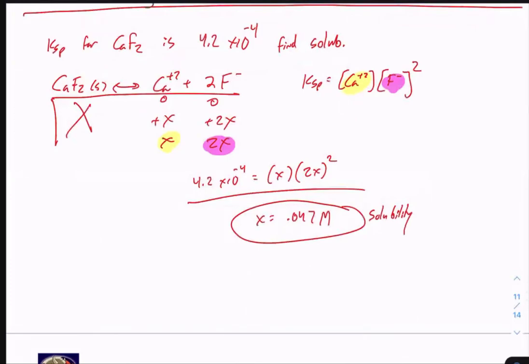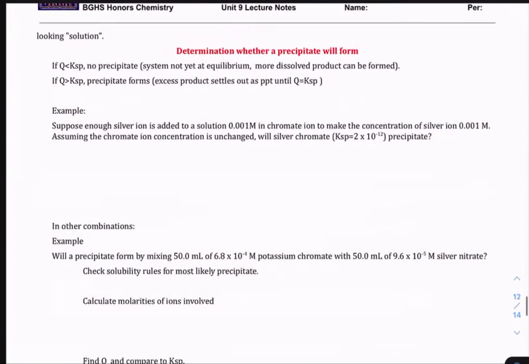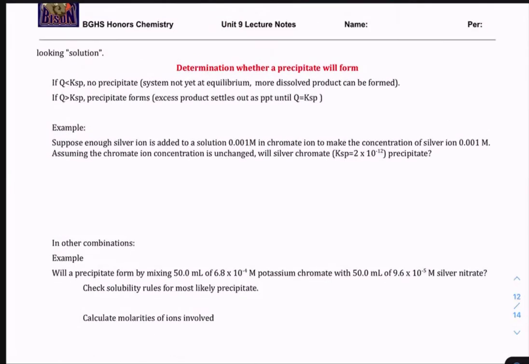Okay, the last thing we're going to talk about today is determination of whether a precipitate forms. What this means is we're solving for Q again. Remember, Q is used for initial concentrations, not equilibrium.